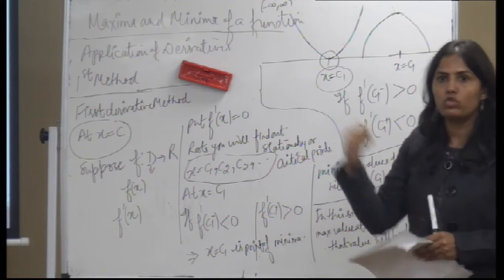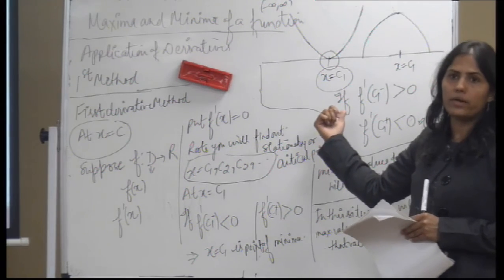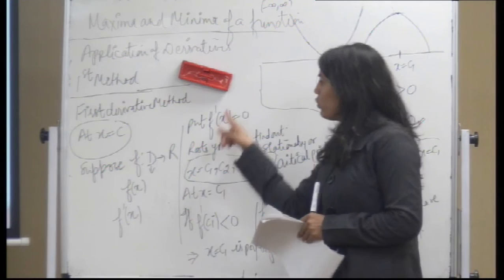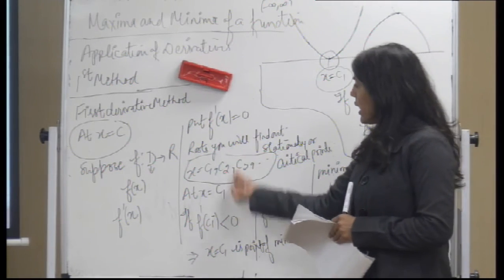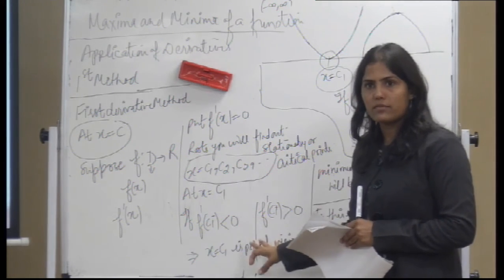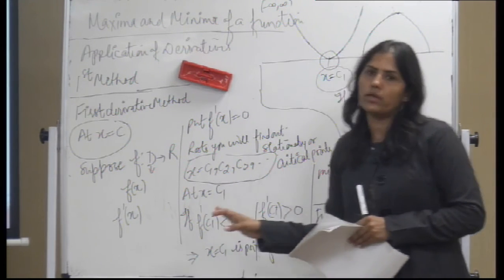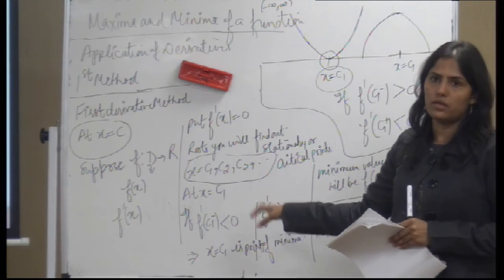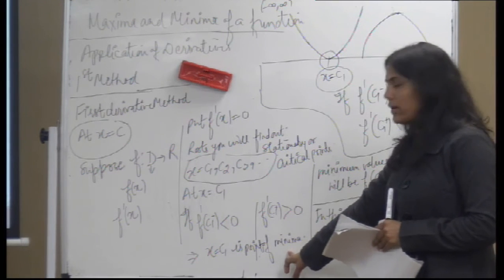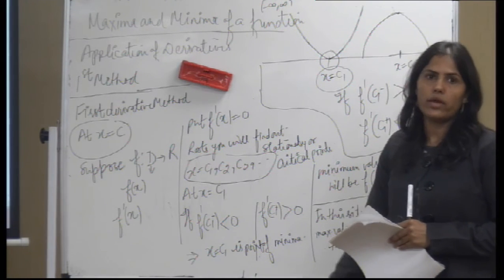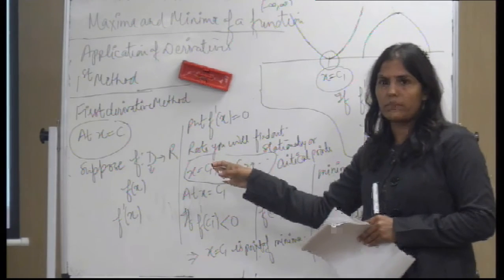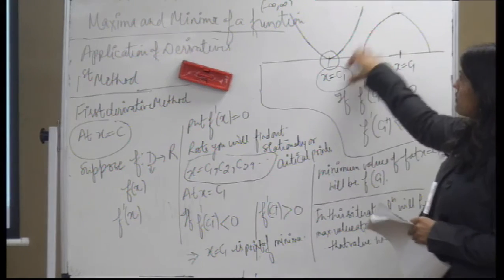Is it fine? So this is the first derivative method. I hope it is clear. You will get one function, you will differentiate, you will find the roots, and then at each point you will check the behavior of the derivative like this, and then on the basis of this behavior you can say that at this point this is the situation, whether it is a minimum point or a maximum point. Okay, this is how you judge with the first derivative method.